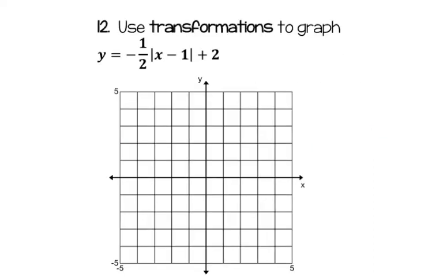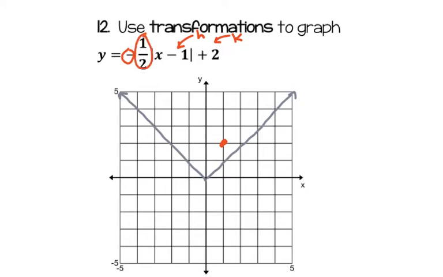Okay, next we're going to use transformations to graph this. So I'm going to just, in gray, do my parent function of the absolute value graph. And then think about what we know about transformations. This is my h, and this is my k. So my vertex will be at positive 1, positive 2. So it's going right and up. This tells me it's a reflection, so it's going to be inverted like that.